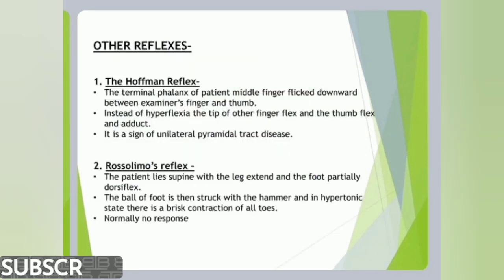Hoffman reflex. The terminal phalanx of the patient's middle finger flicks downward between the examiner's finger and thumb. Instead of hyperflexion, the tip of the other fingers will flex, and the thumb will flex and adduct. It is a sign of unilateral pyramidal tract disease. The other reflex is Rossolimo's reflex.